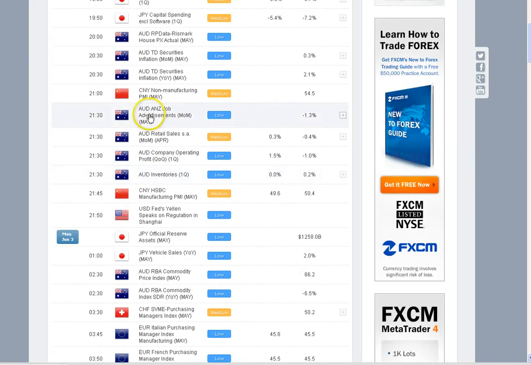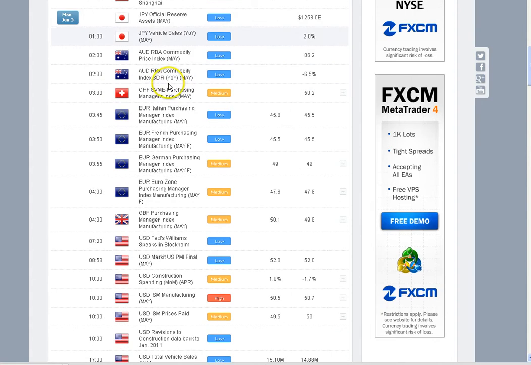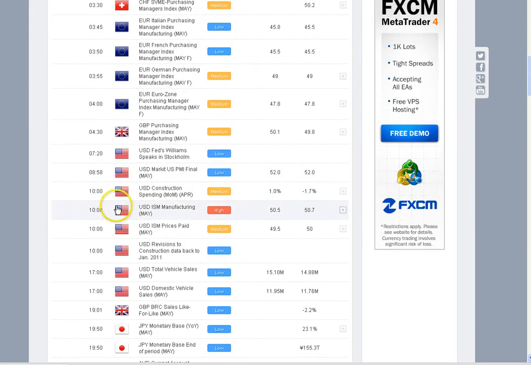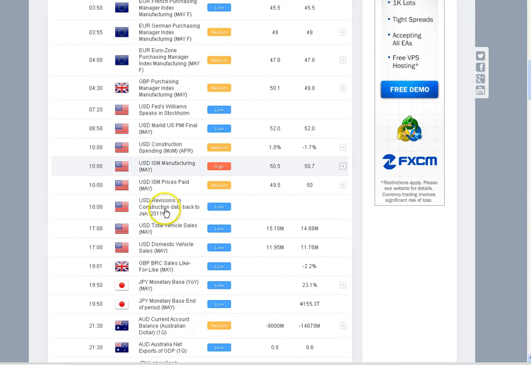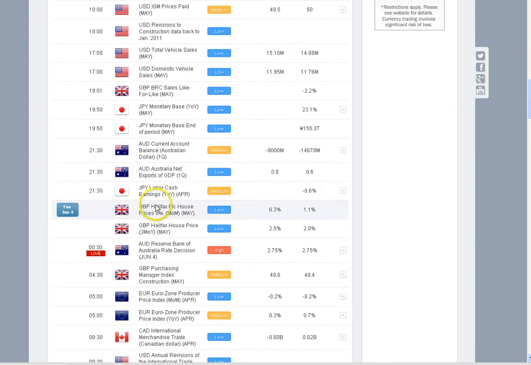So nothing really happening on Sunday, but then Monday, we have the dollar, where something happens about 10 o'clock in the morning, which is going to be the ISM manufacturing. So look for that. That's going to be of high importance. That can affect your trade. And you have stuff happening with the dollar throughout the day between 7:20 and 5 p.m. So watch out with the US dollar on Monday.